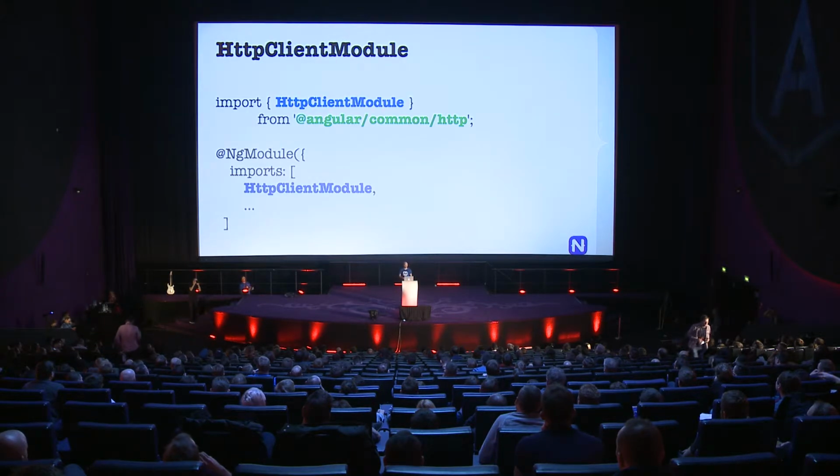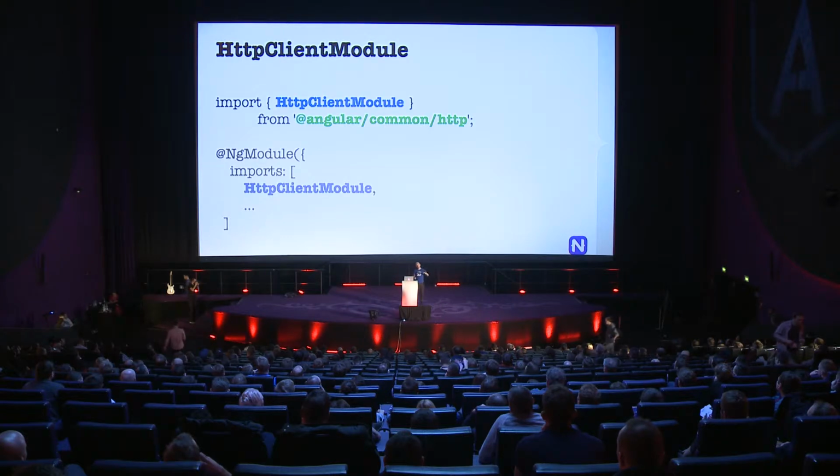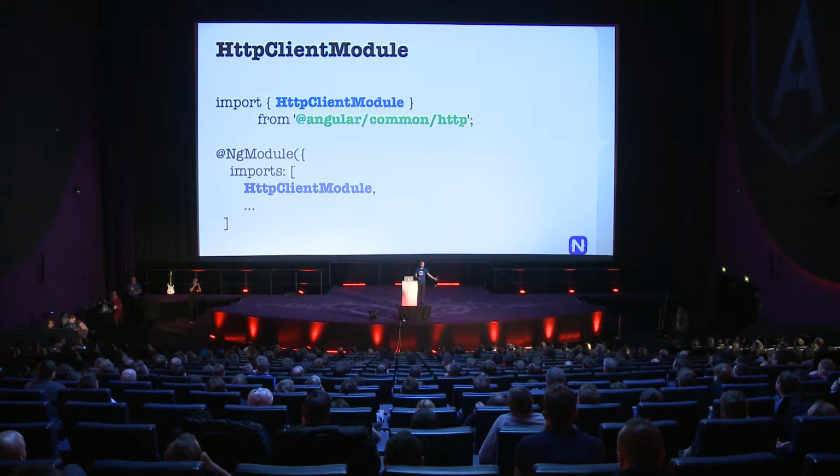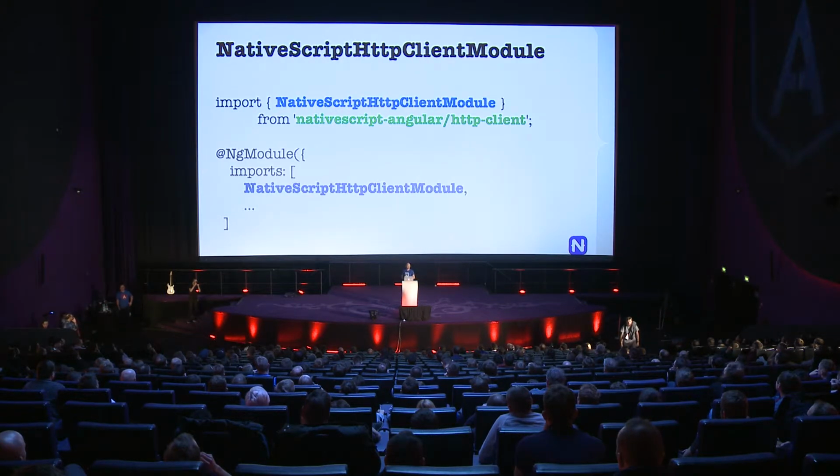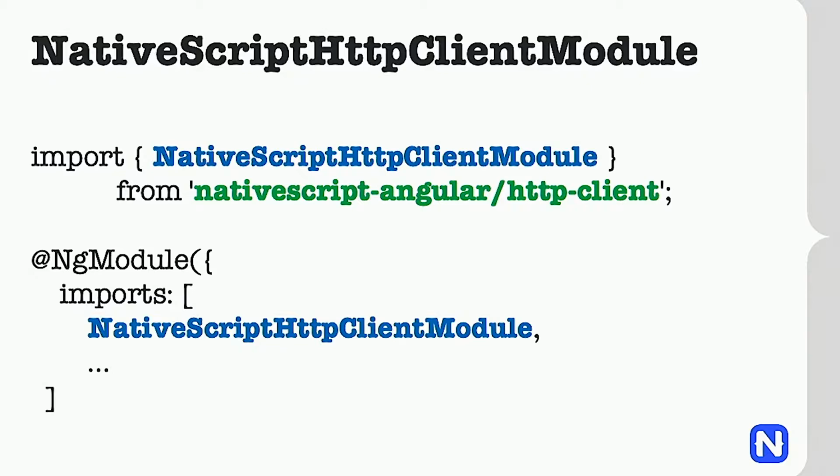So how we can solve it really is, in web, this is what you would normally do. In your ng module, we import an HTTP client module, which provides you with HTTP client, okay? But then in NativeScript, since it's slightly different, we have a NativeScript HTTP client module, which you can also import, and it also provides you with HTTP client, right?